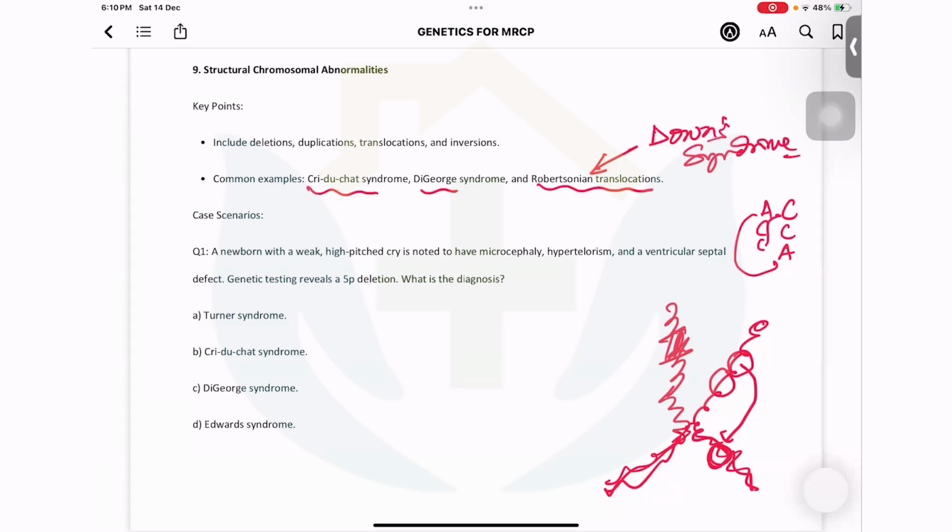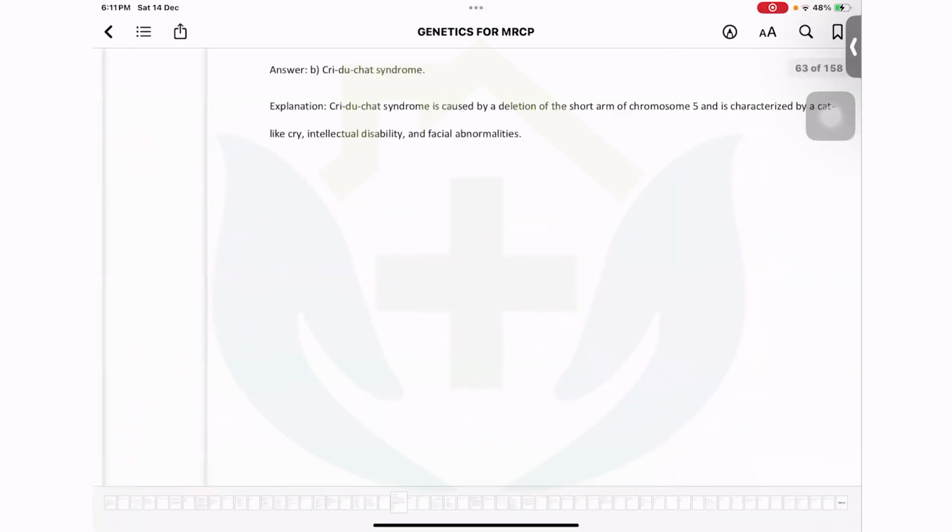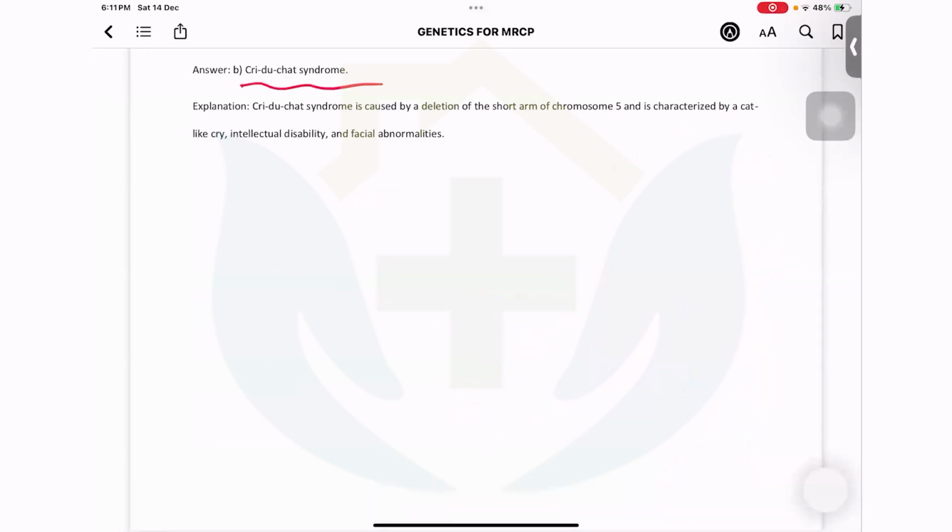Okay. So let us understand from questions how questions can come from structural chromosomal abnormalities. A newborn with a weak, high-pitched cry is noted to have a small head, microcephaly, hypertelorism, and a ventricular septal defect. Genetic testing reveals a 5p deletion. What is the diagnosis? Deletion is a structural chromosomal abnormality. You need to remember that. They can ask in this fashion also. Although the answer is known to everyone, it is Cri-du-chat syndrome.